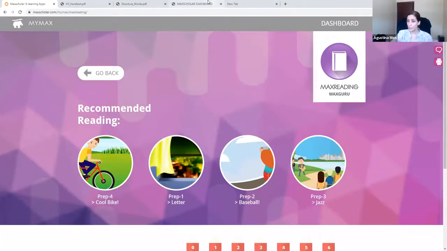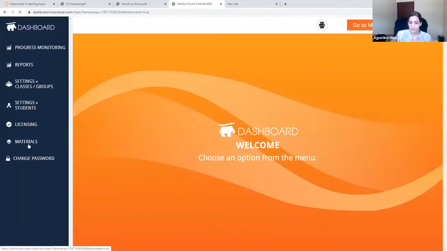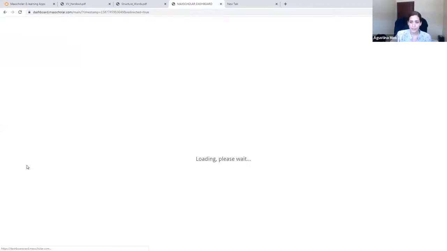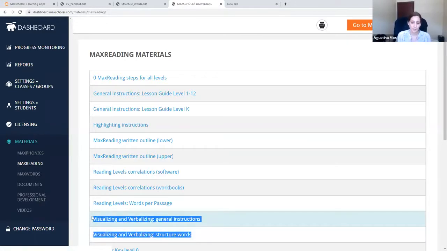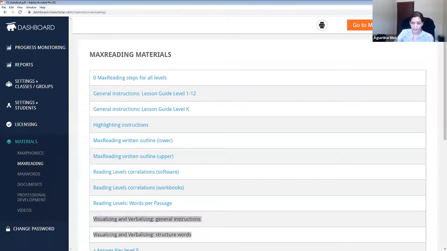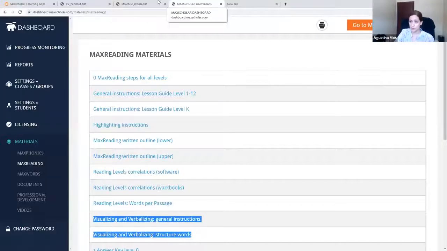So a recap of where I got the information, the handouts that I was scrolling through, the words. I went into the dashboard, I clicked on materials, went to max reading, and I'm actually going to reorganize these materials at some point, but the ones that you're going to be looking for are the ones that have to do with the visualizing and verbalizing. The one called general instructions is the one that I highlighted, this one. And the other one is just the structure words themselves.